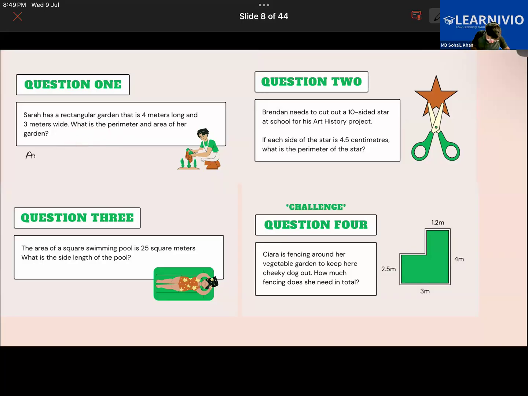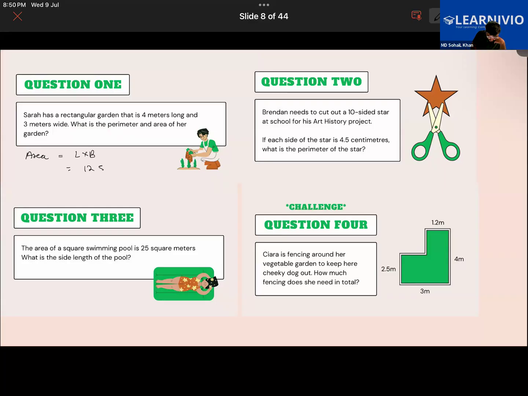Okay. Area of the rectangular garden is 4 multiplied by 3, which is equal to 12. The unit is square meter. And the perimeter is 4.